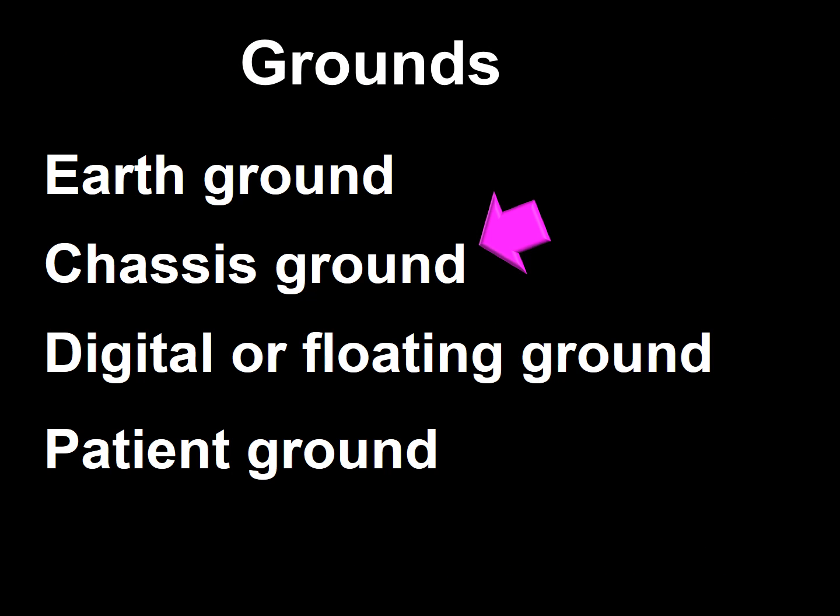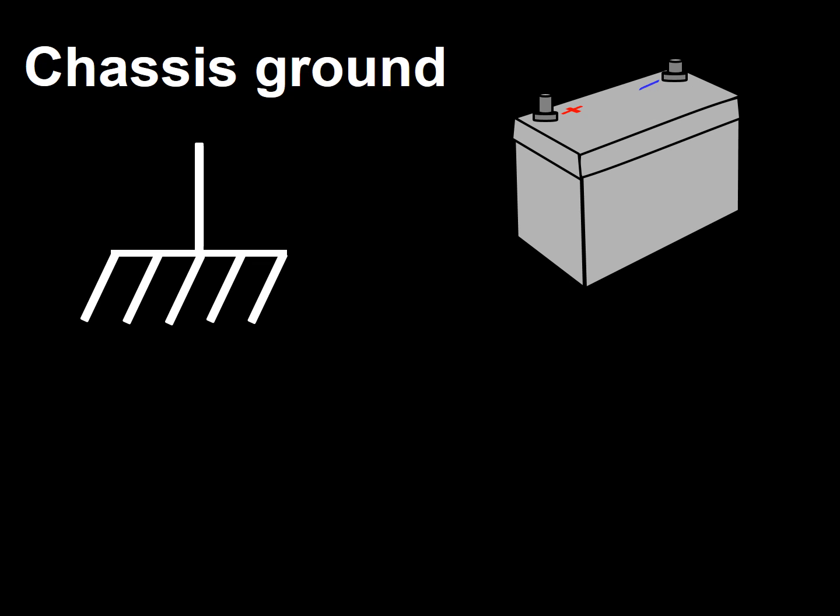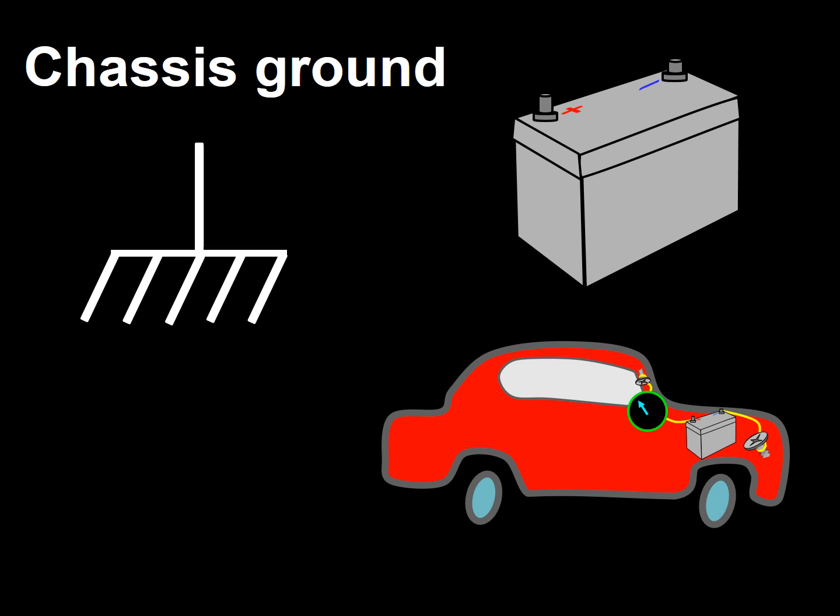The second type of ground we mentioned was chassis ground. You can see the symbol for chassis ground in this frame. The best way to think about chassis ground is to think of a car battery. The battery in a car has one pole directly connected to the chassis of the car, while the other pole of the battery is connected to different electronic equipment. These equipment themselves are connected to the chassis of the car.